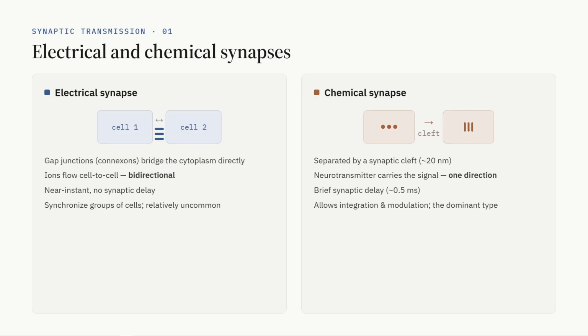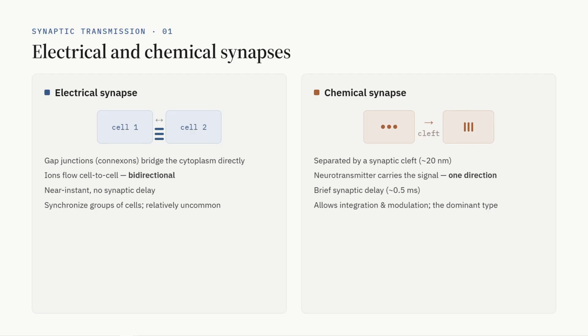Electrical and chemical synapses. There are 2 ways one neuron can hand a signal to the next. The first is the electrical synapse. Here, the cells are physically joined by gap junctions, little protein channels that let ions flow straight from one cytoplasm into the other. It's incredibly fast, essentially instant, and it works in both directions. Great for synchronizing groups of cells, but relatively rare.